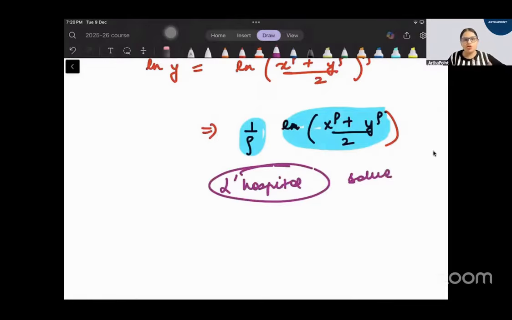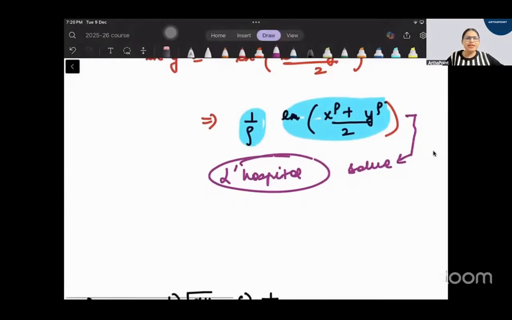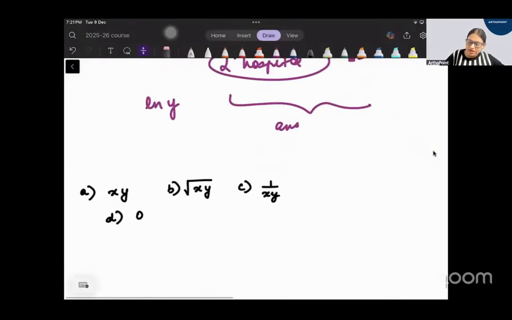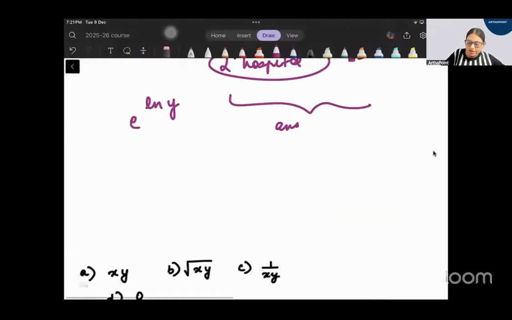I am leaving it to you if you want to try. So you will apply L'Hopital. L'Hopital करके you will solve this question. ठीक है? And then जो भी यहाँ पे आंसर आएगा, that will be ln y. तो y निकालने के लिए you will take it to the exponential power. So y will be e to the power whatever answer you get here.